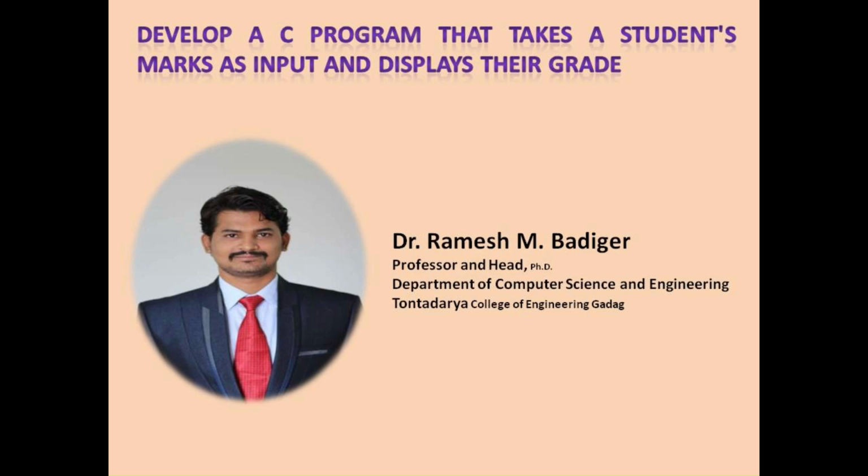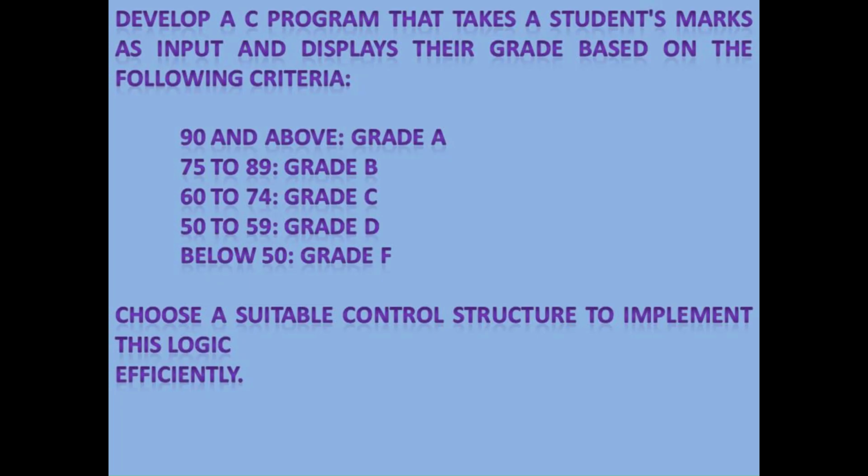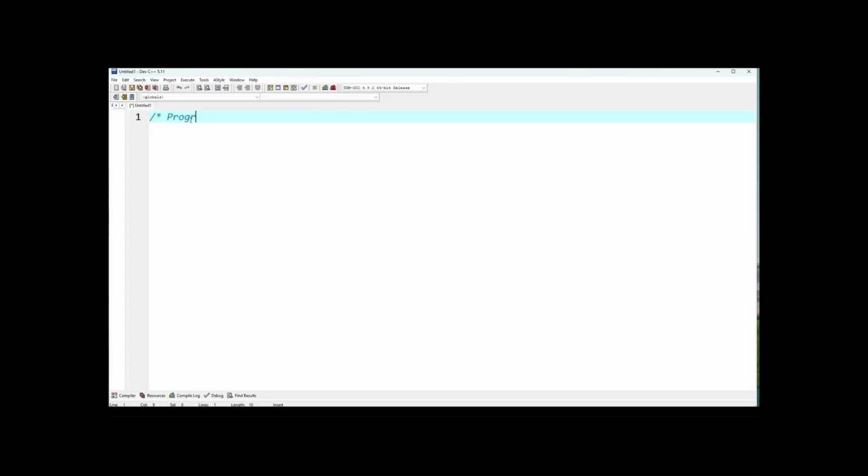Hello, good morning. In this session, we would like to display a student's grades based on the marks entered by the student. We have to use an appropriate control structure for displaying the grades of the student. Based on the control structures available, if, else, nested if, else if ladder, we'll use else if ladder to display the student's grades. Now let's write the C program.